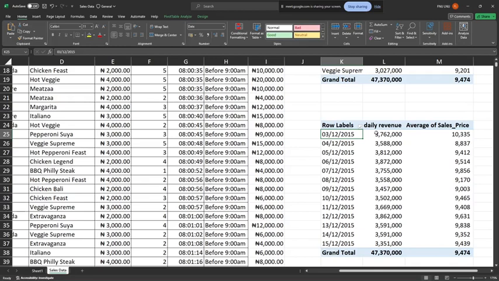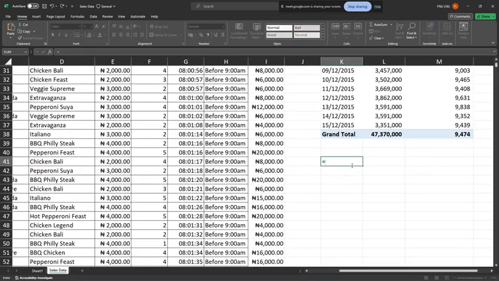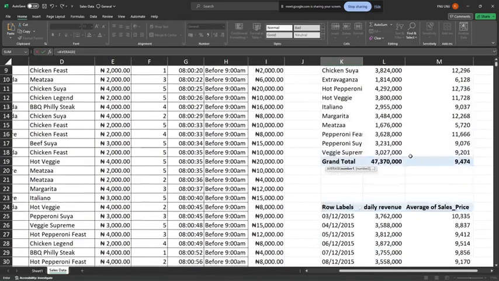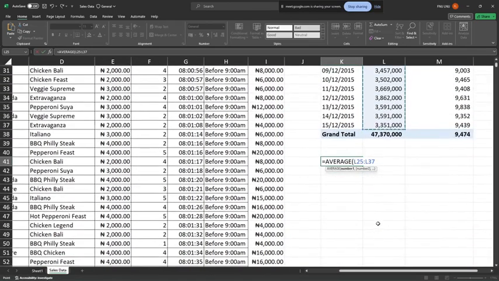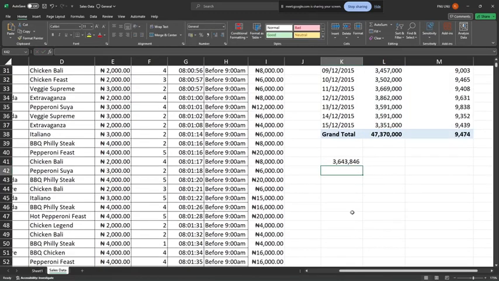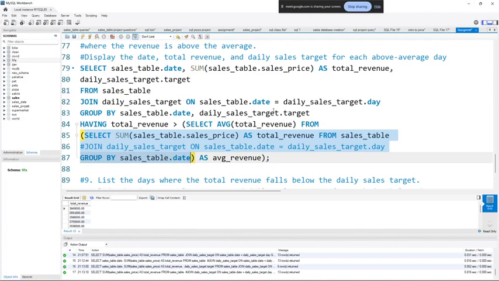So how do we get that average? Average of all of this. Let's even try it. Equals AVG. Let's find the average of all of this. Can you see? The average is 3.6. That is the average per day. Roughly, we are making 3.6 per day on average. So how do we get that 3.6?